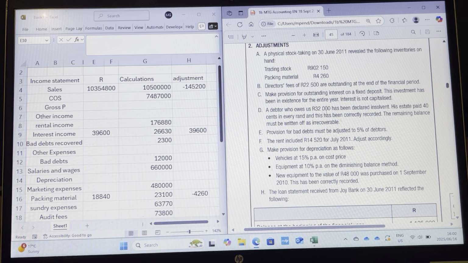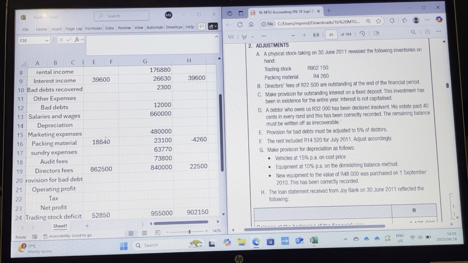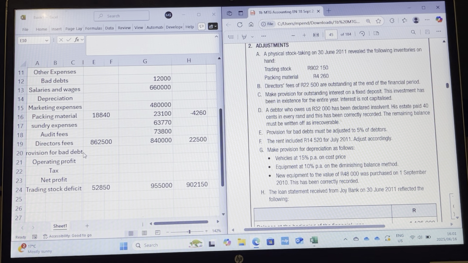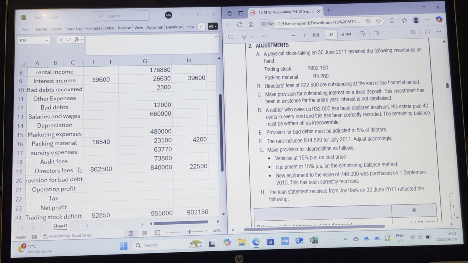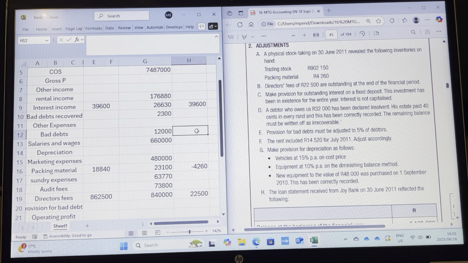Moving on, we have a debtor who owes us 32,000 that has been declared insolvent. His estate paid 40 cents in every rand and this has been correctly recorded, so we don't have to deal with that 40 cents. The remaining balance must be written off as irrecoverable. So we have to increase our bad debts. Our bad debts there, 12,000. We have to increase them, but 40 cents have been paid.